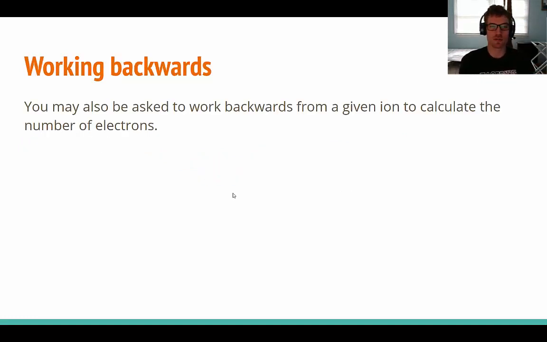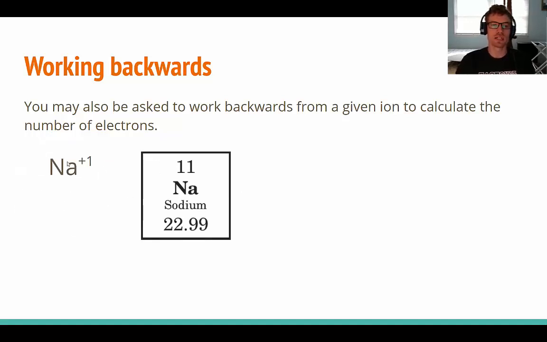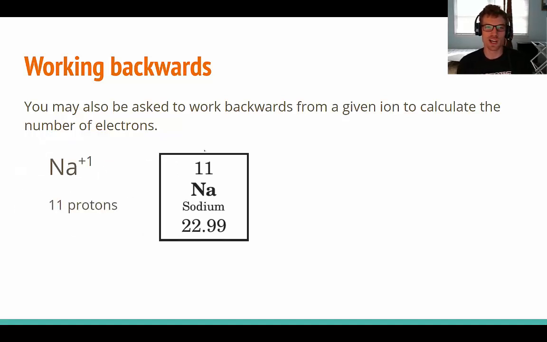So sometimes you're given the number of protons and electrons and you have to find the charge, right? But other times you need to be able to work backwards. For example, with our sodium +1, we need to know how many electrons sodium +1 has. Well, we know that sodium, if we look at the periodic table, has 11 protons because the atomic number is 11. It's always going to have 11 protons.